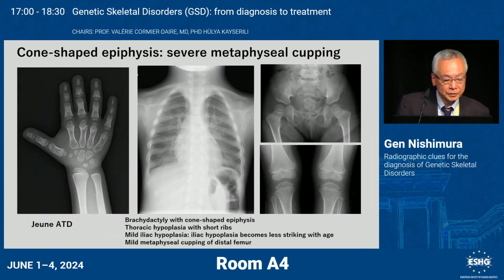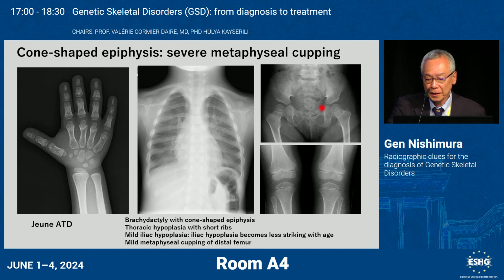Here is a child with Jeune syndrome. You can see severe brachydactyly with cone-shaped epiphyses like that. Epiphysis looks like a cone. Also, you can see thoracic hypoplasia with short ribs and mild iliac hypoplasia and mild cupping of the distal femur. Skeletal ciliopathy shows trident acetabulum as a neonate, but trident acetabulum evolves into mild iliac hypoplasia with age like that.